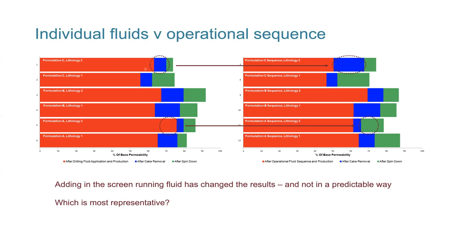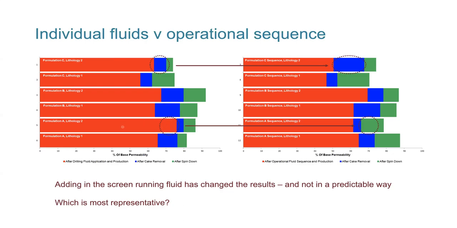So this is the same drilling mud, same formation. So we've got lithology 2, which is rock type 2, and we've got formulation A and C. So we've got 2 drilling muds, same rock type. And you can see here, I've circled this area.